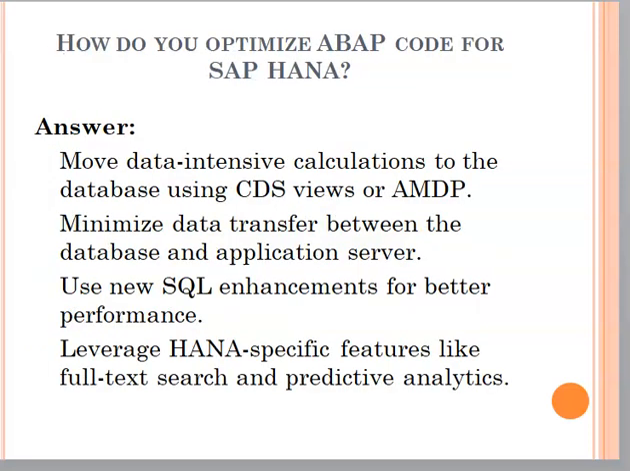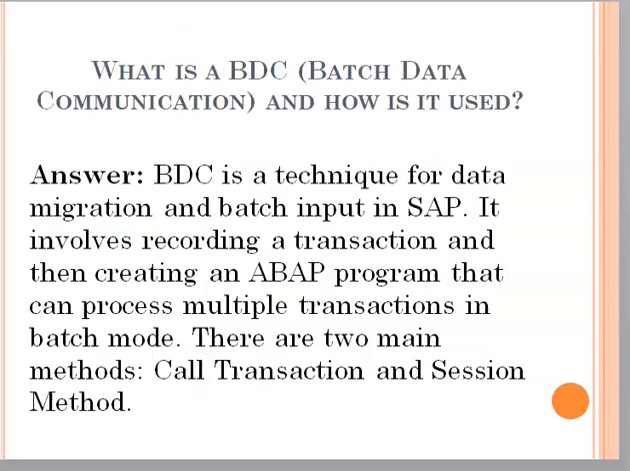How do you optimize ABAP code for SAP HANA? Answer: move data-intensive calculations to the database using CDS views or AMDP. Minimize data transfer between the database and application server. Use new SQL enhancements for better performance. Leverage HANA-specific features like full text search and predictive analytics.